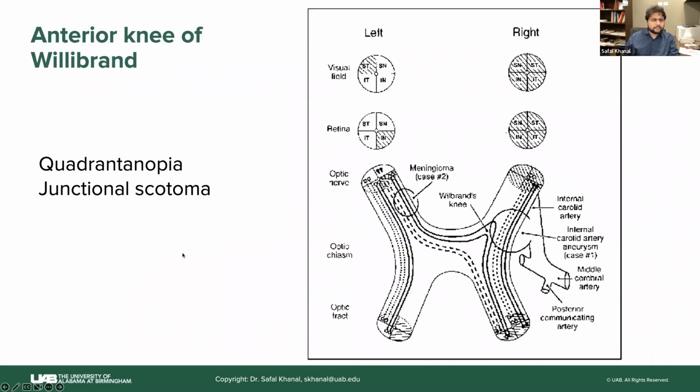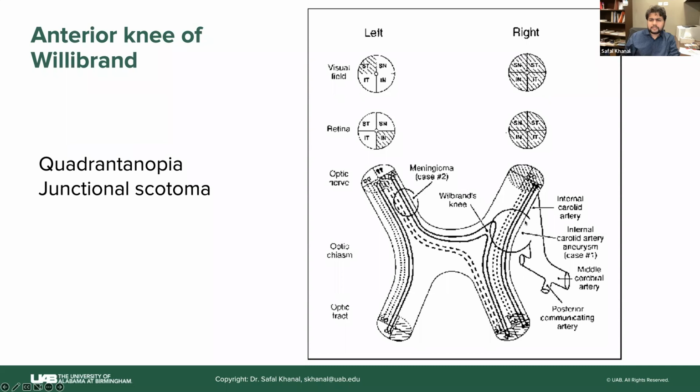And oftentimes, when you look at the fibers from the inferior nasal region, now these fibers, inferior nasal fibers, when they are crossing, they sometimes enter into the contralateral optic nerve at the anteriormost part of the optic chiasm, and this is called the anterior knee of Willebrand.